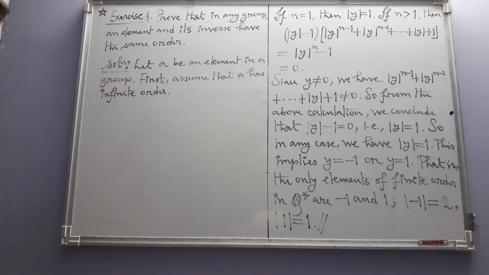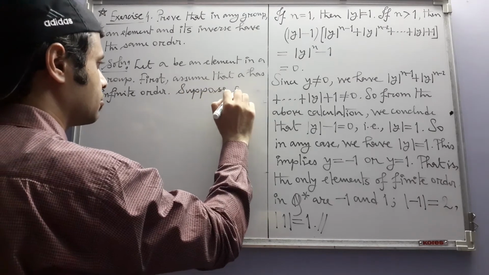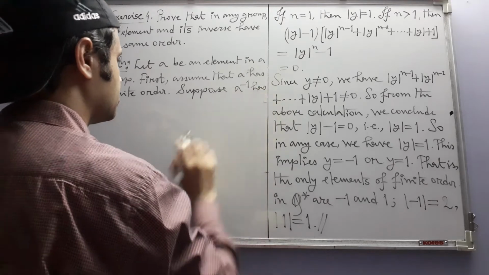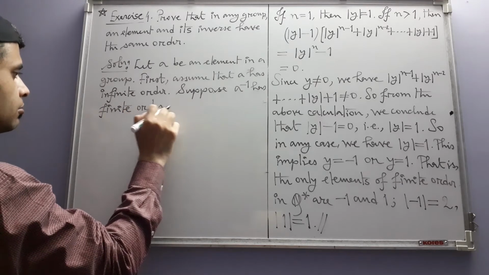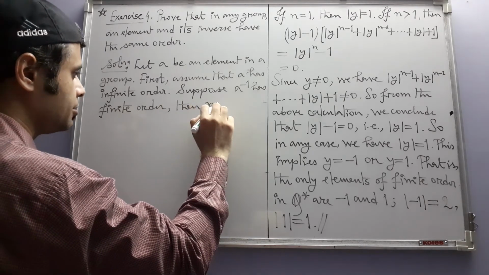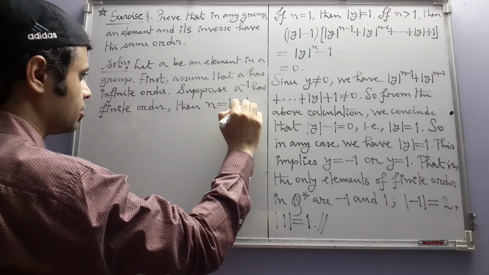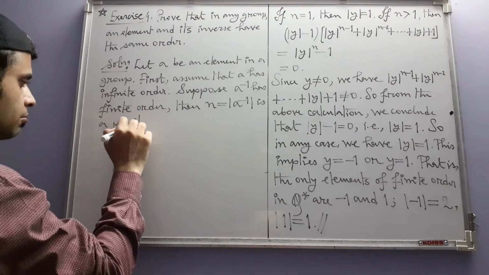Now we want to prove that A inverse also has infinite order. For that we will prove it by contradiction, by supposing that no, A inverse has finite order, and then we will arrive at a contradiction. Suppose A inverse has finite order, then let us call it by some name n, which is equal to the order of A inverse, a positive integer.